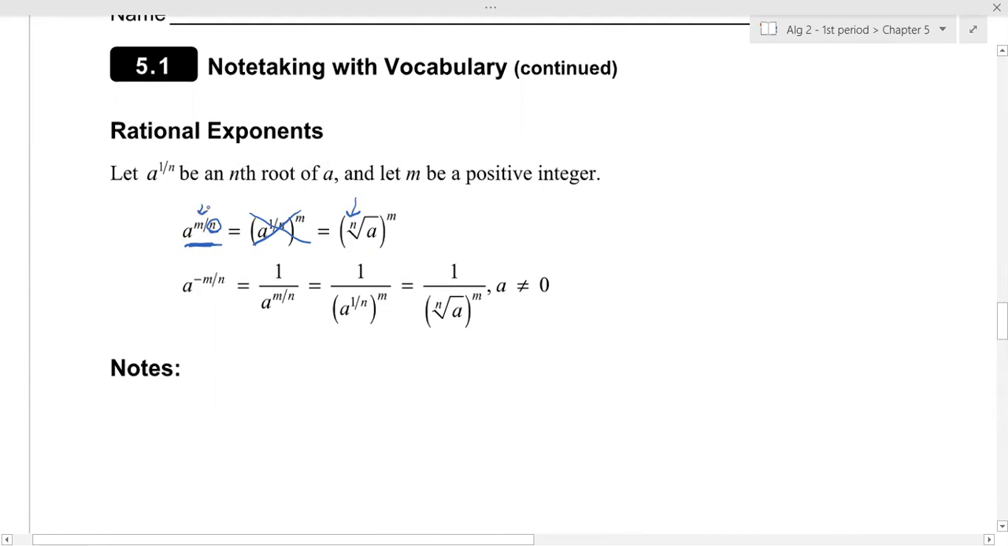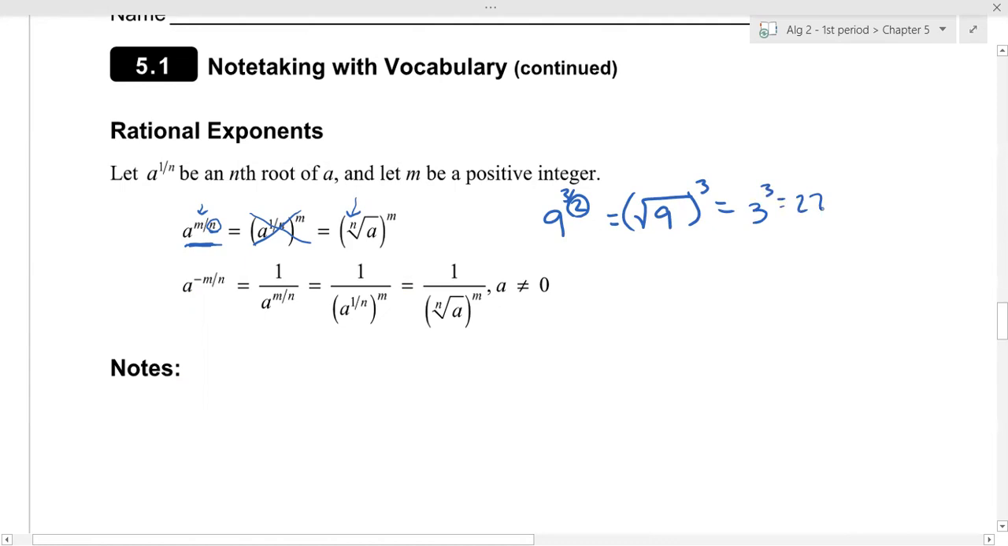Okay, so for instance, if I had, let's say, 9 to the 3 halves, the 2 is going to come around as the index. The base of 9 stays the same, and I'm going to raise it to the 3rd power. That's how I was able to solve that original question. Then I can solve that easily. The square root of 9 is 3, and then 3 to the 3rd is 27.